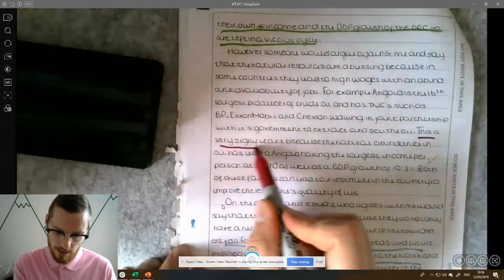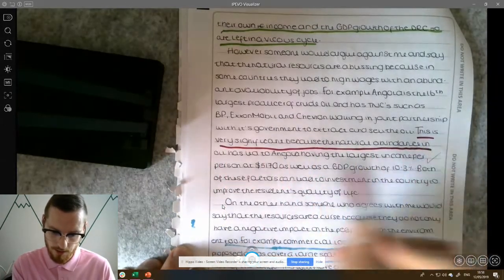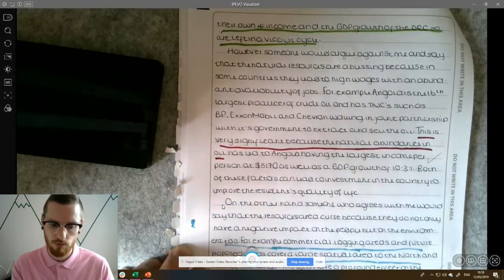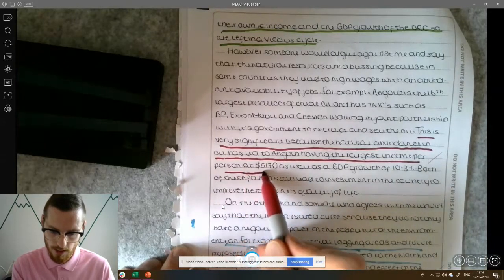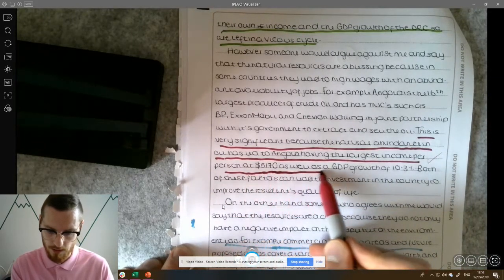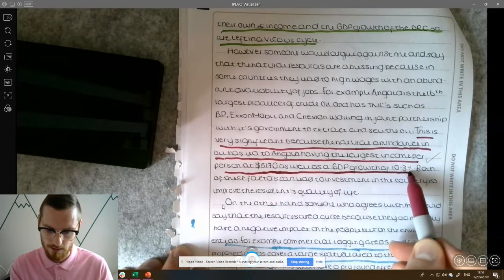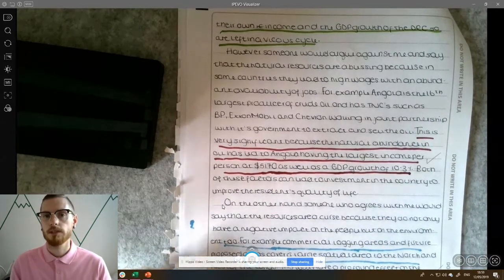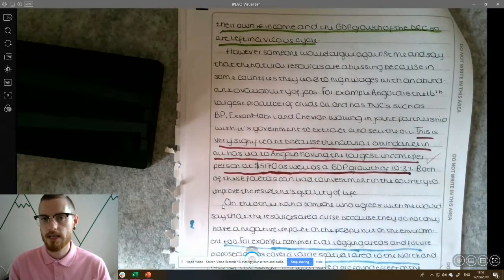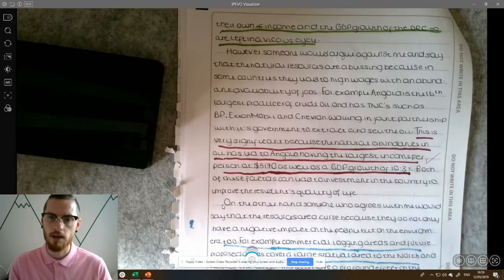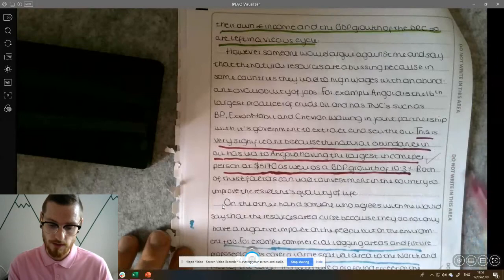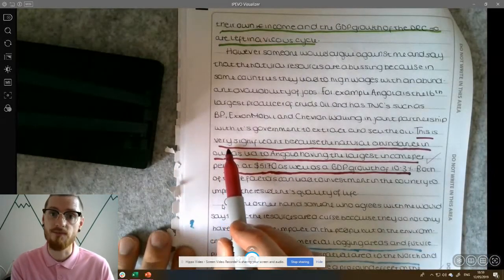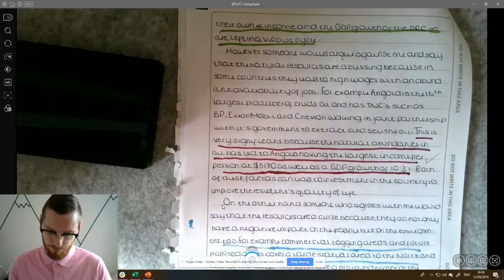This is very significant because the natural abundance in oil, so that's natural resources, has led to Angola having the largest income per person at $5,170, as well as the GDP growth of 10.3%. Okay, so this person is saying to the examiner that they're making a judgment, an evaluation at the end of each point using that language of significance. This is very significant. Okay.